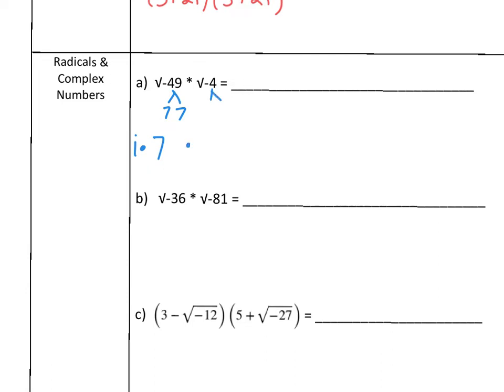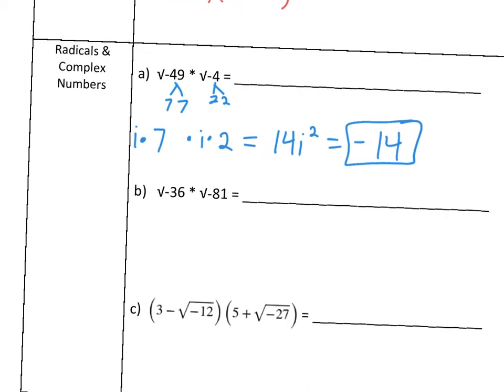Times i times 2. So 7i times 2i, or 7 times 2 is 14. i times i is i squared. And what will this become? Negative 14. Because i squared is negative 1. Good. Questions on that?